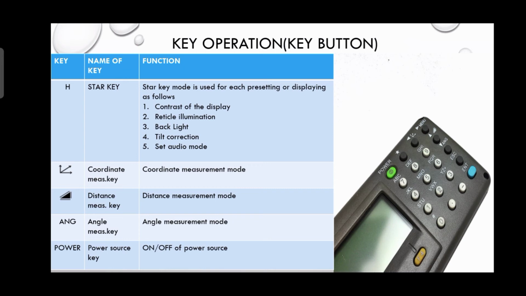Next is ANG key. Name of the key is angle measurement key. The function is to set to angle measurement mode. And next is power key, which is power source key. This power key function is to turn the power source on and off.